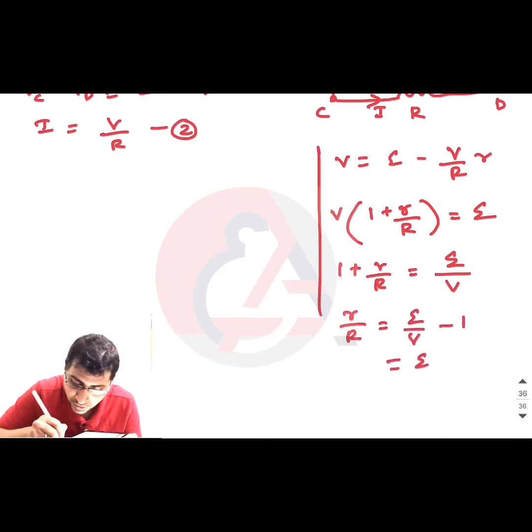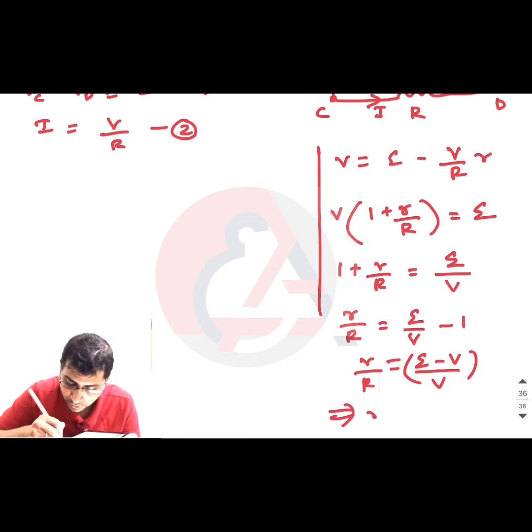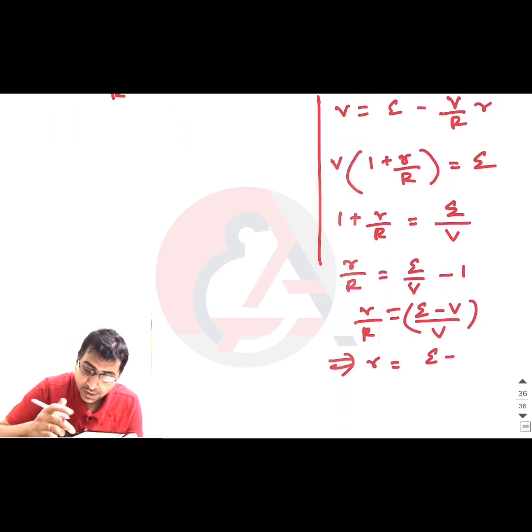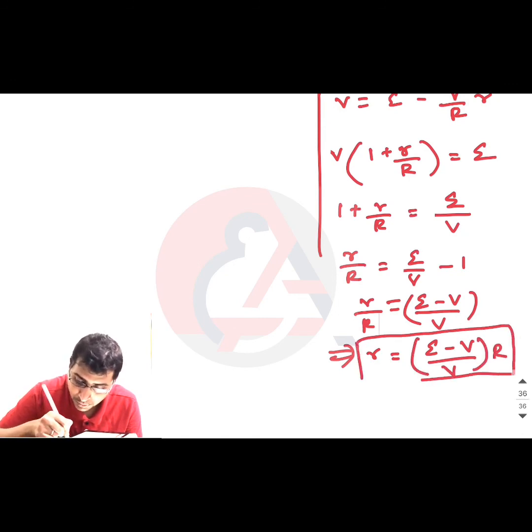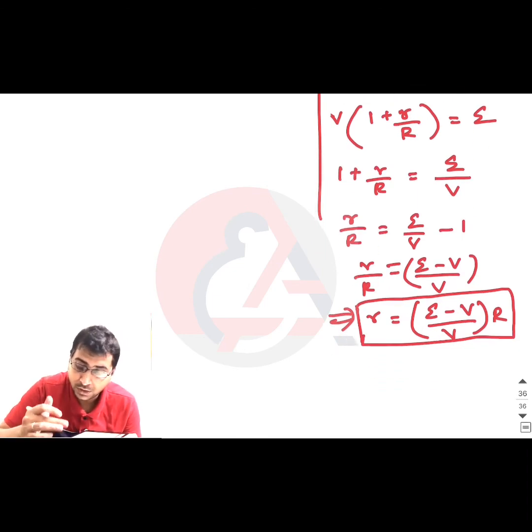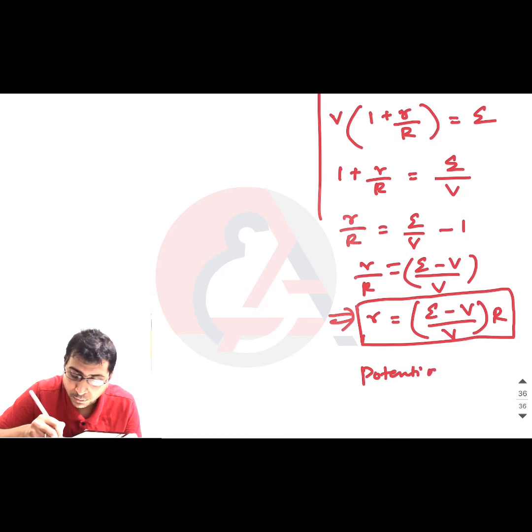So that is E minus V divided by V, which is small r by capital R, which implies small r will be equal to E minus V divided by V into capital R. So this is the required relation. Remember this formula. This formula is what is used in a device named as potentiometer. When we discuss about it, this formula will be used.